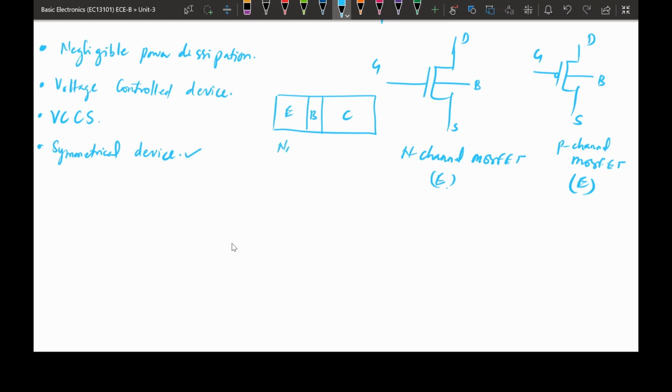It is a non-symmetrical device. BJT is not a symmetrical device.